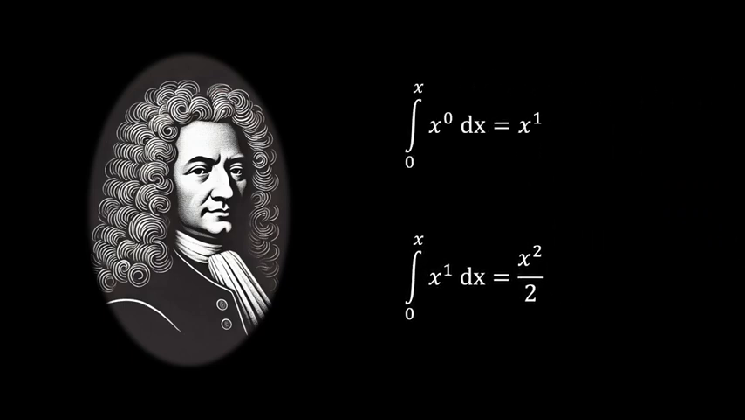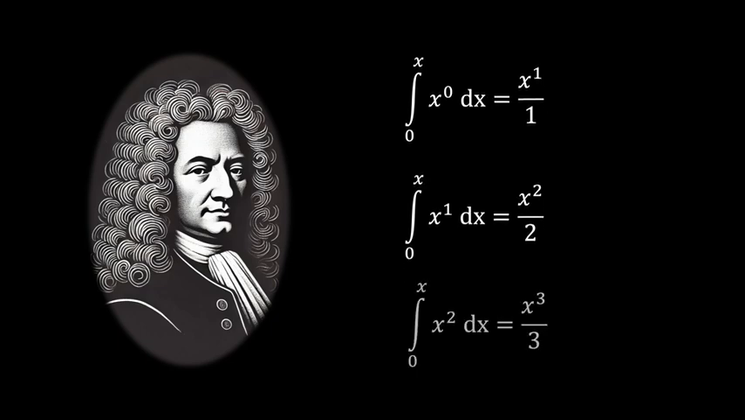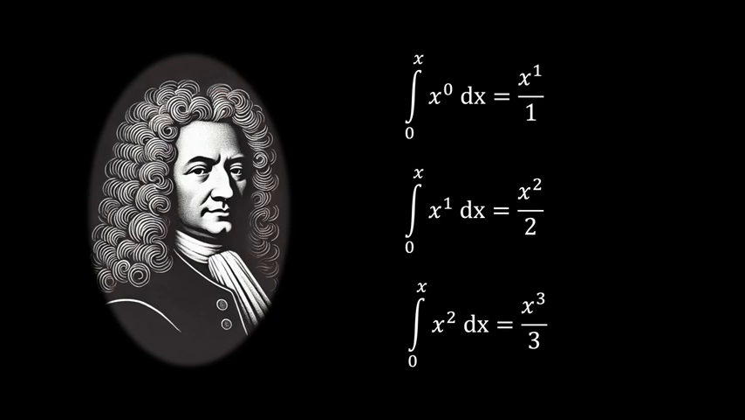At this point, you might notice a pattern. When x is raised to the power of 0, the result is x to the power of 1 divided by 1. When x is raised to the power of 1, the result is x to the power of 2 divided by 2. It wouldn't be unreasonable to predict that if x is raised to the power of 2, its integral will be x to the power of 3 divided by 3. And this turns out to be true. Cavalieri confirmed this pattern for integers, and later, mathematicians proved it holds for all real numbers, except when x is raised to the power of -1. That's a special case for another time.